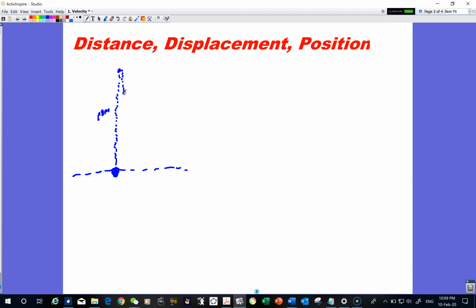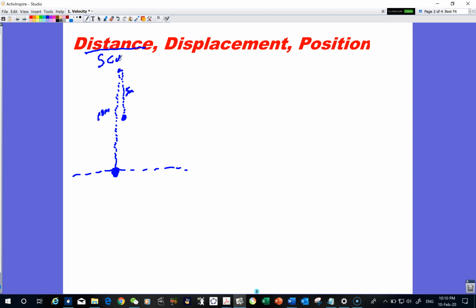and then it starts to come back down, and it is somewhere here, halfway down. So it has moved 10 meters up, and it has moved 5 meters down. The distance traveled by this object is this total length, 10 meters, plus this total length, 5 meters.